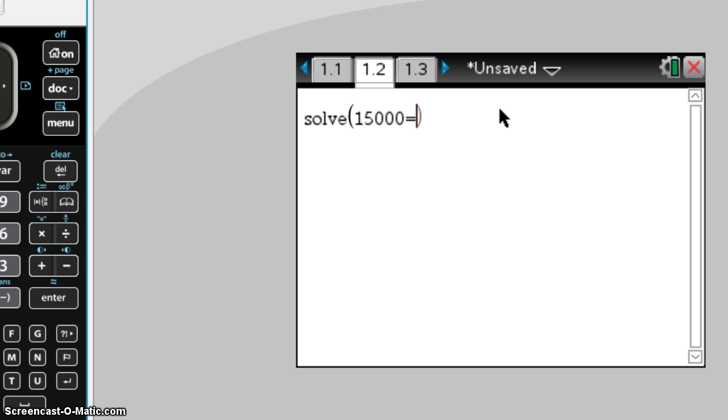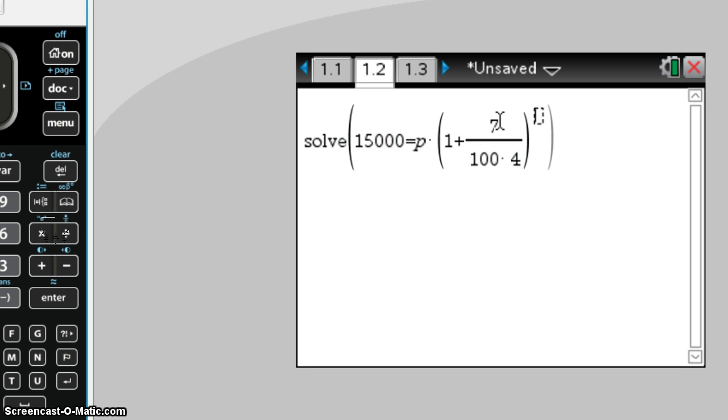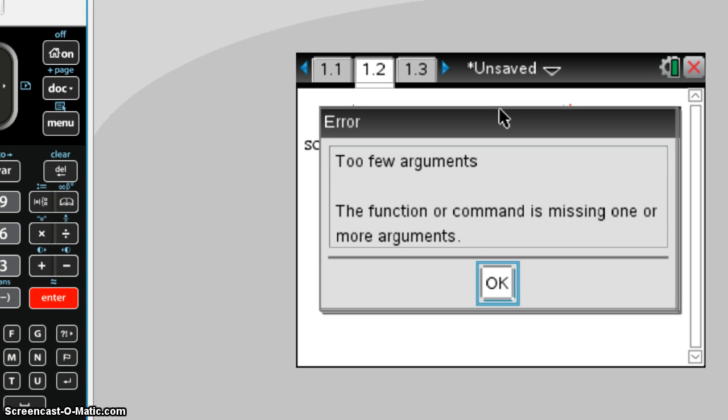You can't see it on my calculator over here, but it's just underneath the control sign. That equals P, and you can just push the button P, which is down on the keyboard, times bracket 1 plus, and then do the fraction 7 I think it was, over 100 times 4, end the bracket, all to the power of, again using that power thing, I think it was 4 times 5. If you push enter at this point, it will come up with this. Too few arguments, doesn't know what it's talking about.